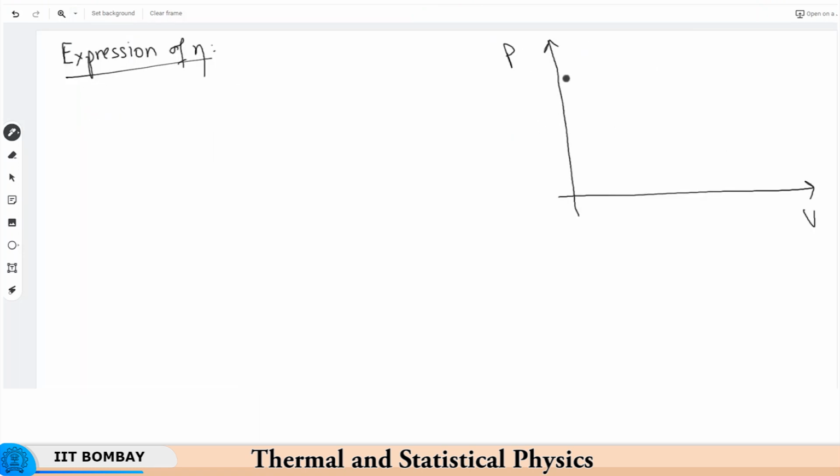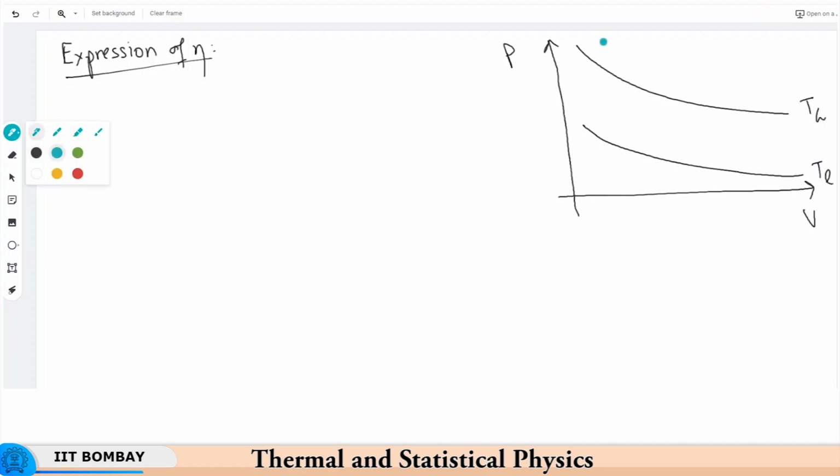So these are two isotherms, where one isotherm is at higher temperature TH and the other isotherm is at lower temperature TL, and there are two adiabats. So let us connect these lines with two adiabats. So the black one is an adiabat, and this is an isotherm.